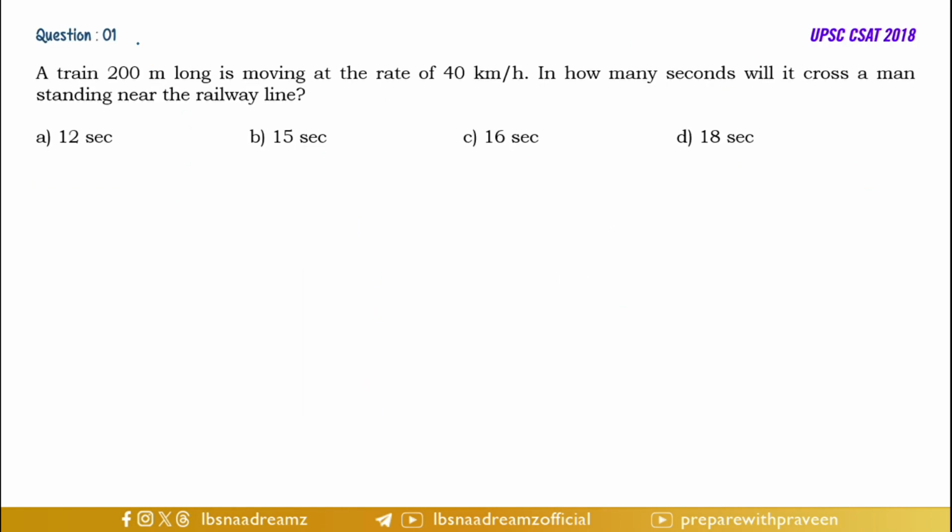Question number 1. A train 200-meter long is moving at a rate of 40 km per hour. In how many seconds will it cross a man standing near the railway line? Here they have given kilometer per hour, and they have given 200 meters and are asking in how many seconds. So first we have to convert 40 km per hour to meter per second.